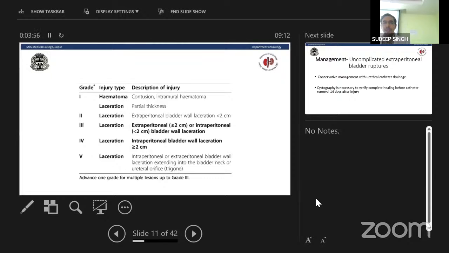Coming to the grading of bladder injury, grade 1 is if the injury is just an intramural hematoma, or there may be a partial thickness laceration. Grade 2 includes extraperitoneal bladder wall laceration that is less than 2 centimeters. Grade 3 includes an extraperitoneal laceration more than 2 centimeters, or an intraperitoneal laceration of the bladder wall less than 2 centimeters. Grade 4 is intraperitoneal bladder wall laceration more than 2 centimeters. And grade 5 is if the trigone or the bladder neck is involved. And in case one finds multiple lesions on the bladder, we may advance one grade up to grade 3.